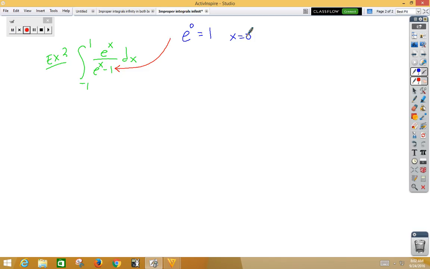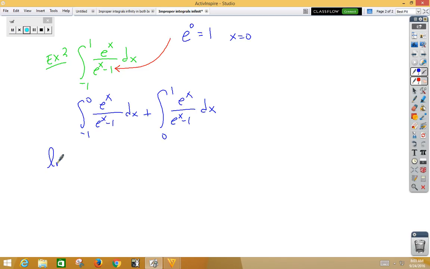So let's rewrite this as two integrals. We'll go from -1 to 0 of e to the x over e to the x minus 1 dx, plus the integral from 0 to +1 of e to the x over e to the x minus 1 dx. Again, we're going to do separate limits, and if either one of them diverges, then the entire thing diverges. So let's see if we get lucky again.